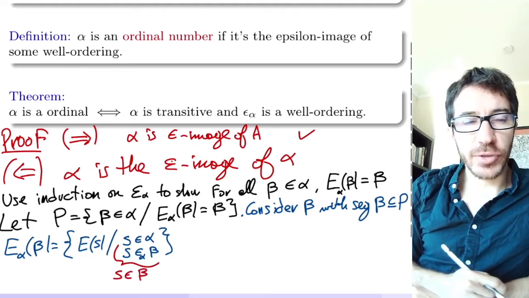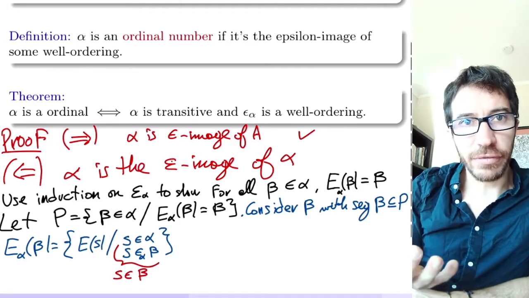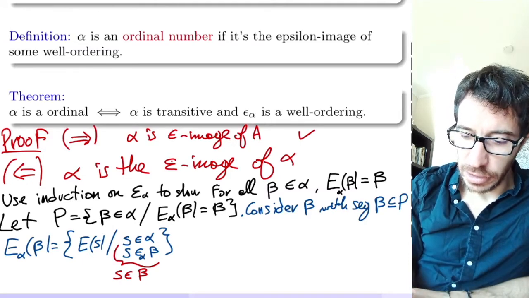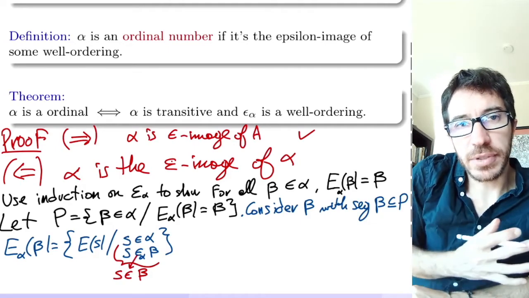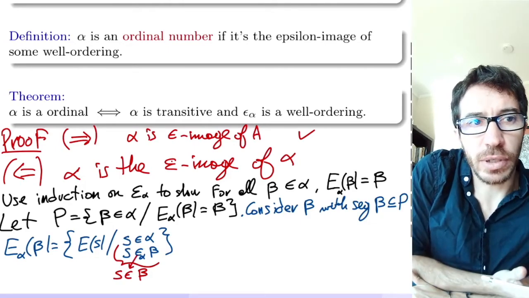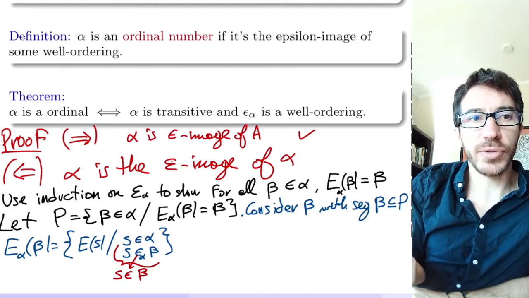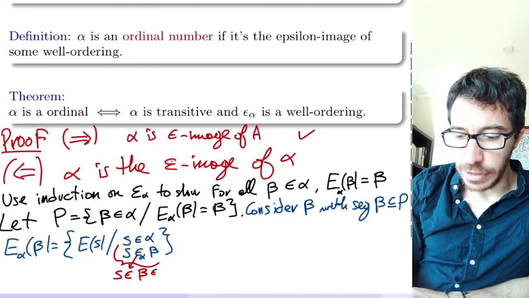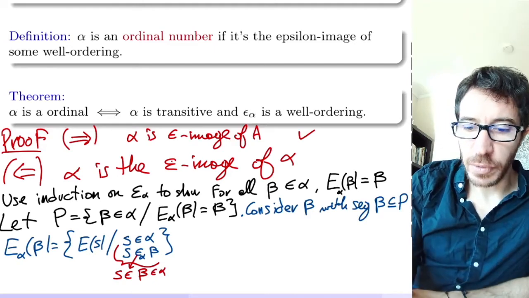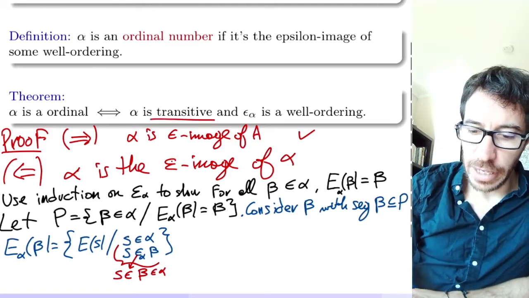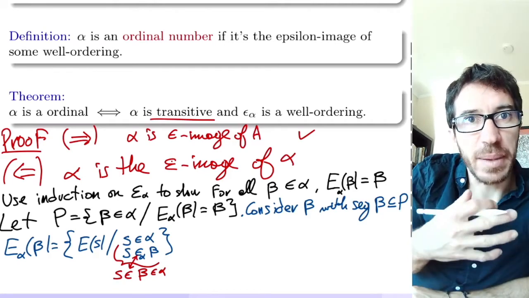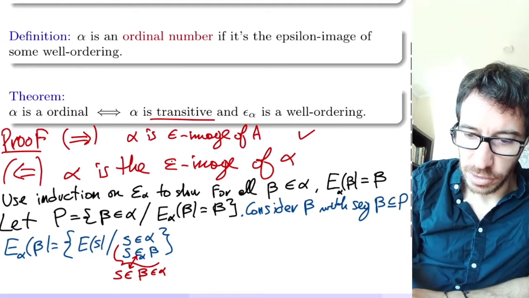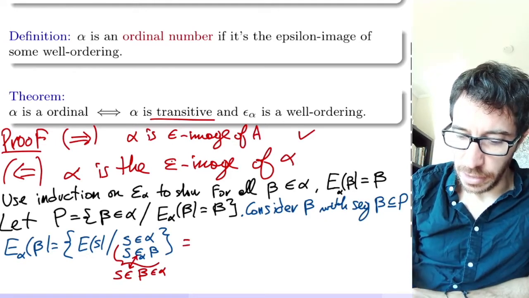If epsilon alpha means belongs, right? Obviously epsilon alpha implies that S belongs to beta, because epsilon alpha was essentially belongs but restricted to alpha. The other way around, if S belongs to beta and beta belongs to alpha, by the transitivity of alpha, we get that S also belongs to beta. So that's how we get here that this is the same thing as E_S for S in beta.